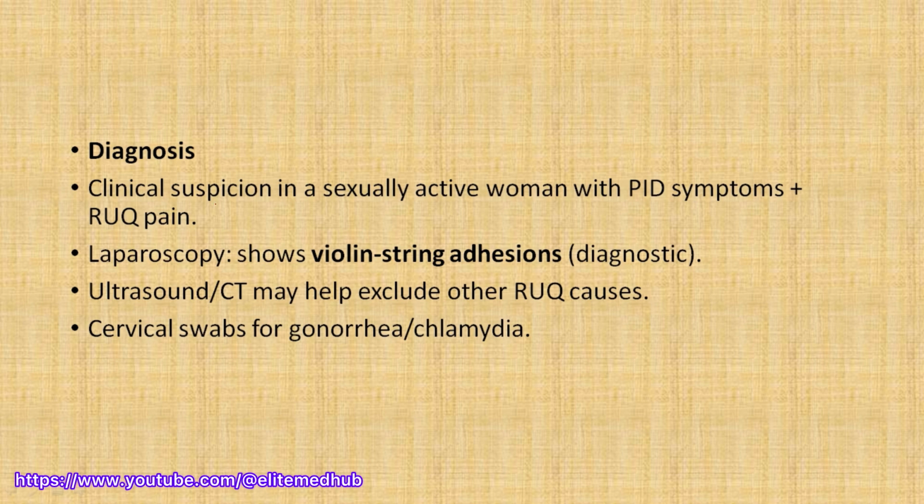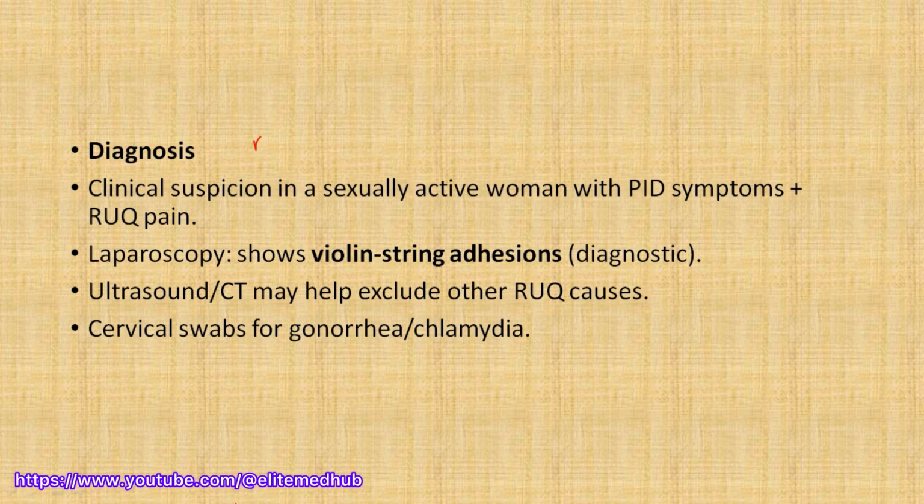So when a woman presents to you, you ask her, is she sexually active? If yes, does she have pelvic inflammatory disease? Is she presenting with symptoms plus right upper quadrant pain? You do laparoscopy, which shows violin string adhesion and it is diagnostic.